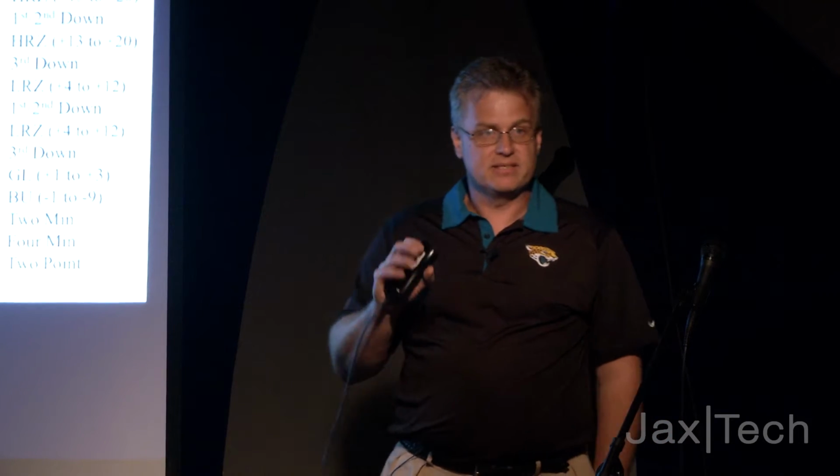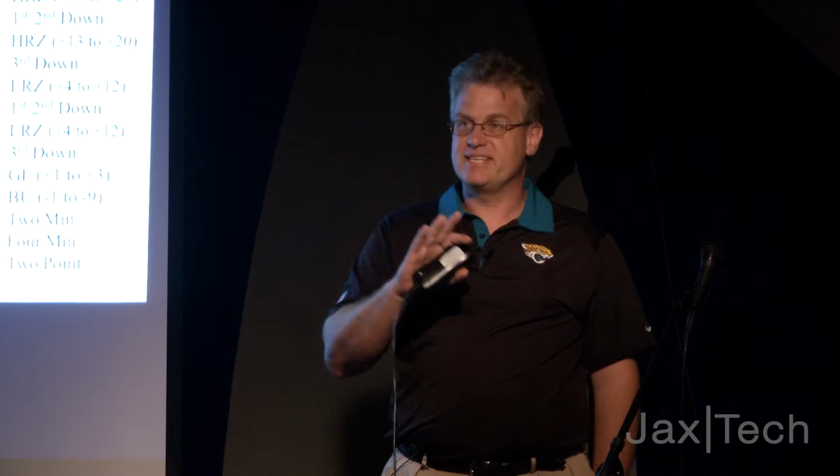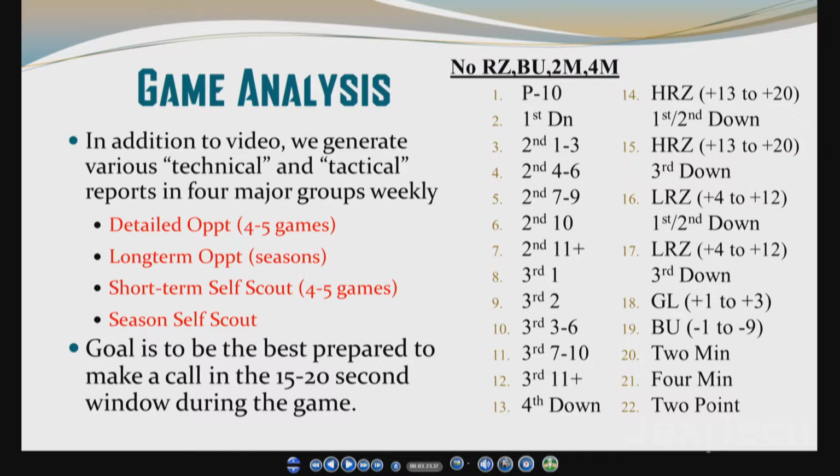To give you the basics, here are some of the piles we put plays in and look at. These 22 right here are the first cut we'll make. We'll put plays in 22 different piles, and then divide the piles even further. Everything from, was it a 2-point play, a 4-point play, was it backed up, was it in the red zone? These, 14 through 18, are in the red zone.